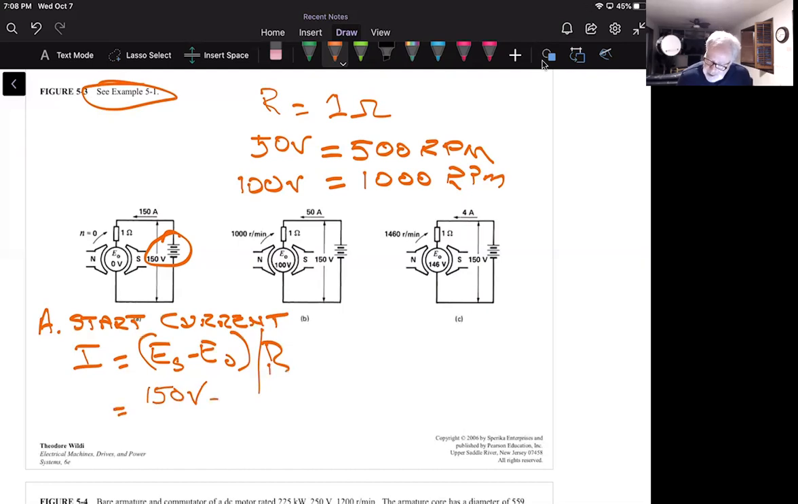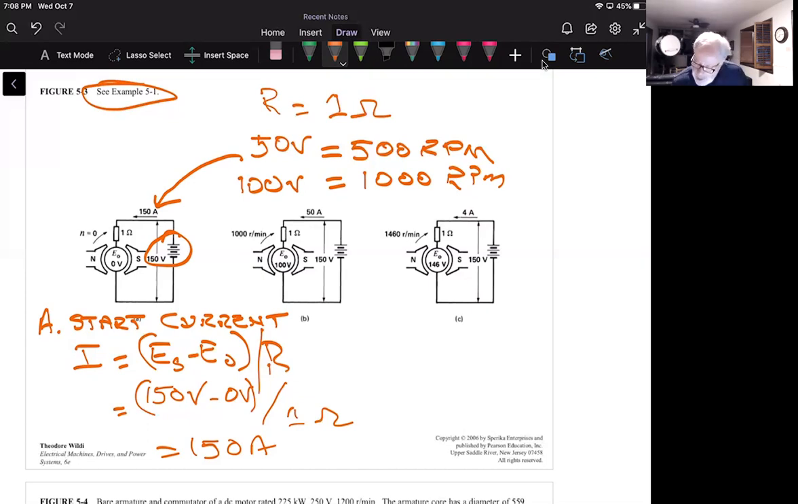Since this is at startup, there is no armature voltage yet, so I'm at 0 volts. So I'll put that like that. I've got a resistance of 1 ohm. So at startup, our current is 150 divided by 1, or 150 amps. And he's trying to show us that with that right there. Okay? Good enough. And that's part A of this thing.